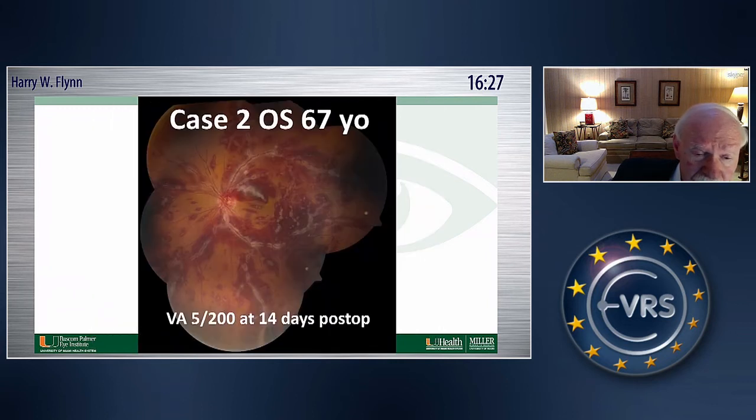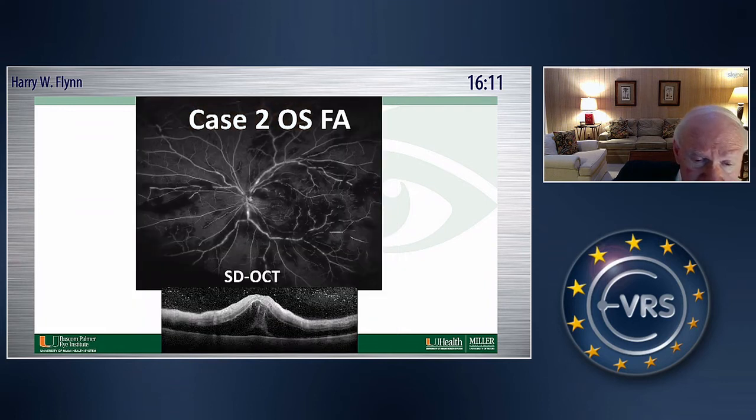Next slide. This case is even more illustrative of the vasculitis, and you can see the marked periphlebitis, the involvement in all quadrants at 5/200, 14 days following cataract surgery. Next slide. Again, the fluorescein angiogram illustrates the widespread vascular abnormalities, cystoid macular edema, including subretinal fluid, in this patient with poor outcomes using the prophylactic technique of intracameral vancomycin for cataract surgery.